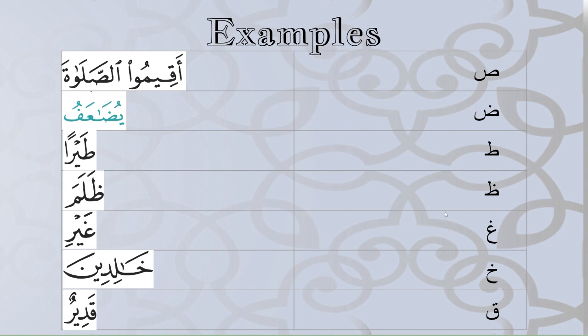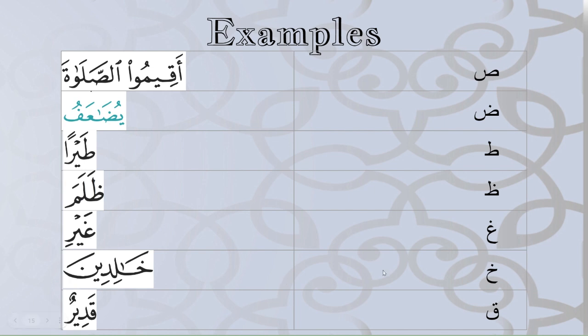Another example of a letter that some of my Indo-Pak brothers have trouble with is volama, volama, because this letter and dal and za, they pronounce nearly identical, but this is not zalama. This is not zalama. This is volama, volama. Zalama is incorrect. Volama is correct. This va is heavy. Next we have ghain: ghayri, ghayr, ghain.